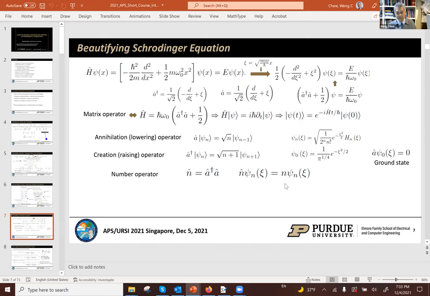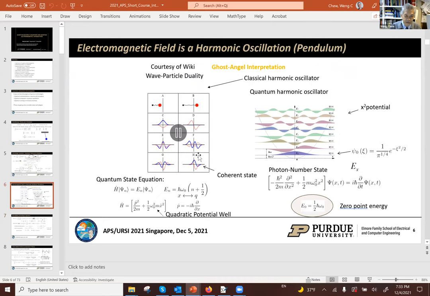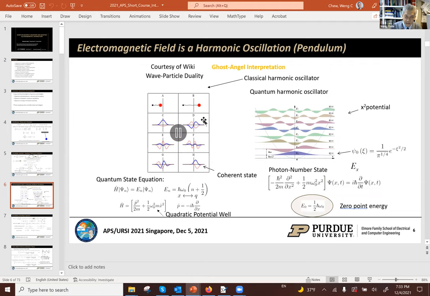So it's kind of confusing here, because physicists like to use this kind of very terse notation. So n hat is actually the number operator and so on. So something with a hat is an operator in this course. So what we have done is actually to raise some of the things that we have in the classical world, like momentum and position, to become operators in the quantum world. That is what Schrodinger did in the very beginning.